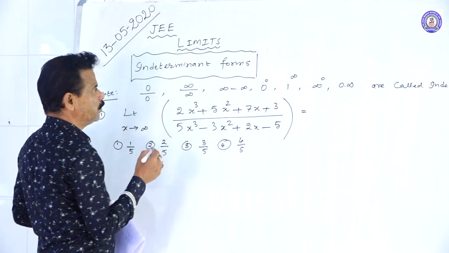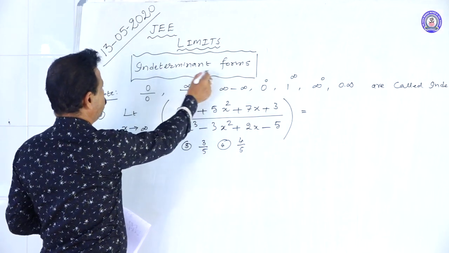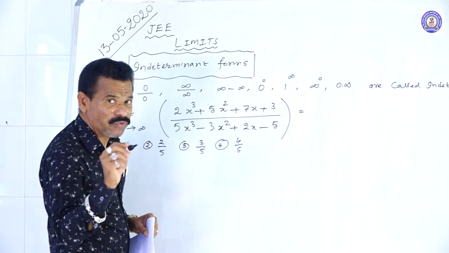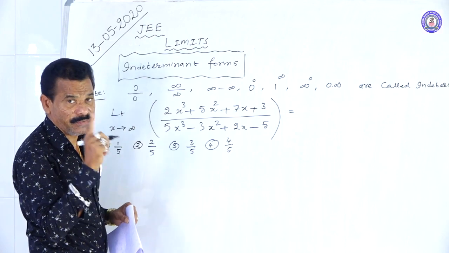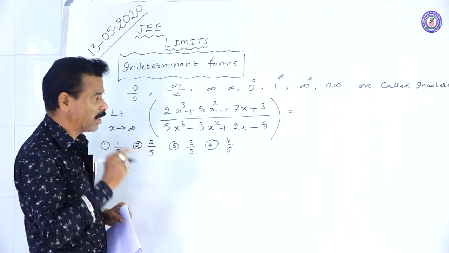Here, limits. This topic is called indeterminate forms. How many indeterminate forms are there? Seven indeterminate forms are there.